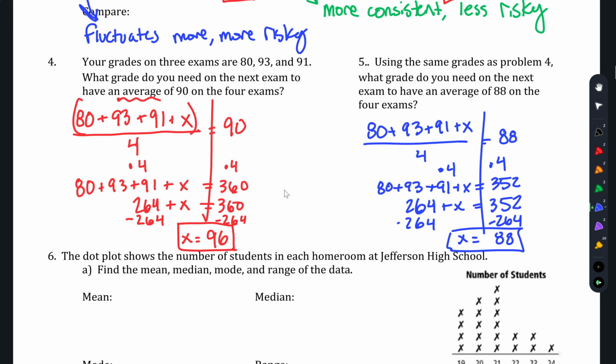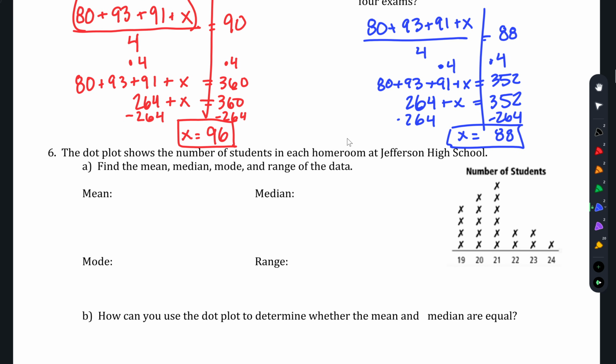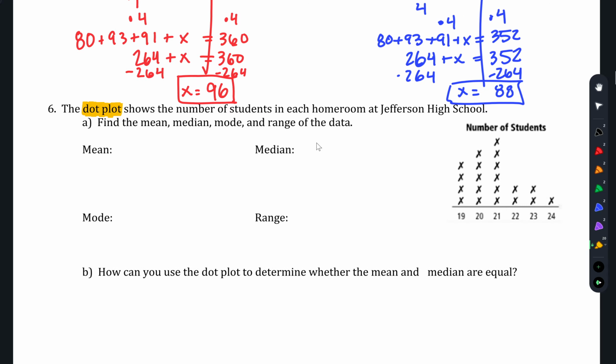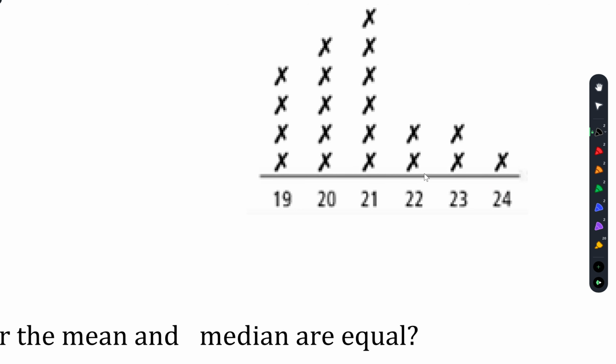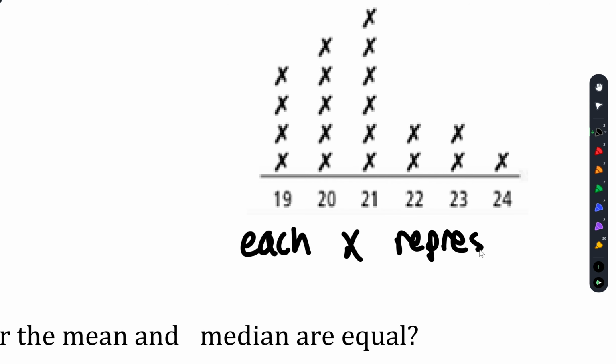This is a little bit different, so we have to do it. The last topic for this section is called dot plot. Okay, that's a new vocab word for us. A dot plot shows the number of students in each homeroom at this high school. So every X in this diagram represents a class of students or a homeroom of students. So maybe make yourself a note. Each X represents a class.